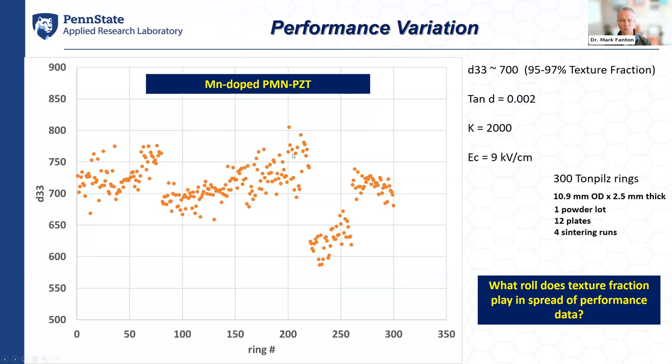Within the group, probably not much, but from group to group, are we controlling the repeatability of our process, particularly our sintering process, in such a way that we're achieving a repeatable outcome?